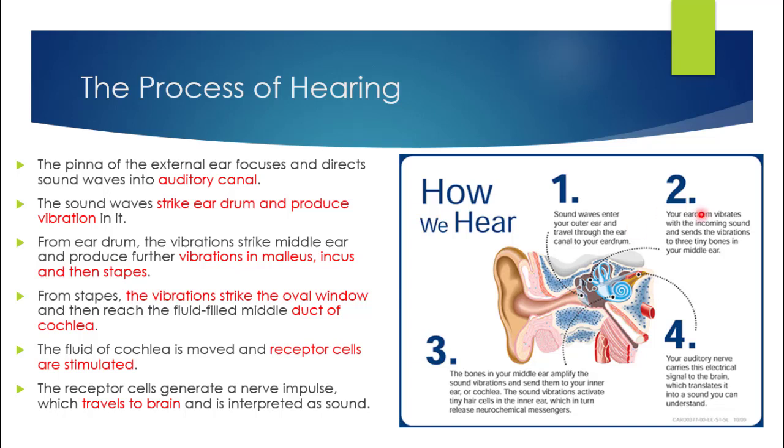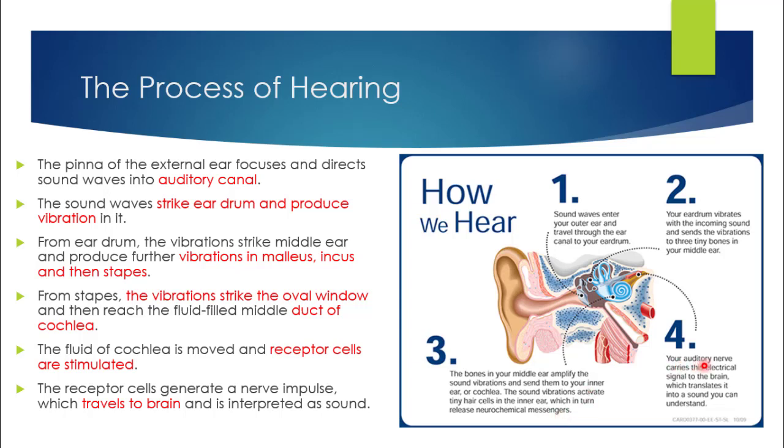eardrum. The eardrum vibrates with the incoming sounds and sends the vibration to three tiny bones in the middle ear, that is malleus, incus and stapes. The bones in the middle ear amplify the sound vibration and send them to the inner ear, or you can say cochlea. The sound vibration activates the tiny hair cells, or we can say the receptor cells in the inner ear, which in turn release neurochemical messengers or nerve impulse.